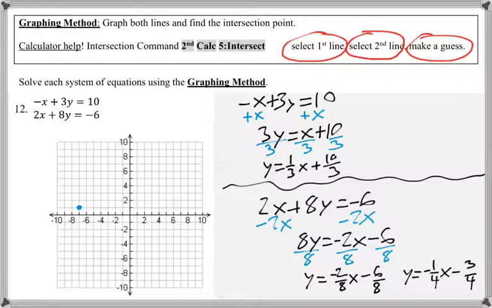And your graph doesn't need to be perfect. The line crosses at 10/3, which is 3.3 repeating. So that's about like right here. And then negative 3/4 is negative 0.75, which is about right here. So as long as your intersection point is accurate, that's the important thing. As long as your graph is close, it'll be okay.